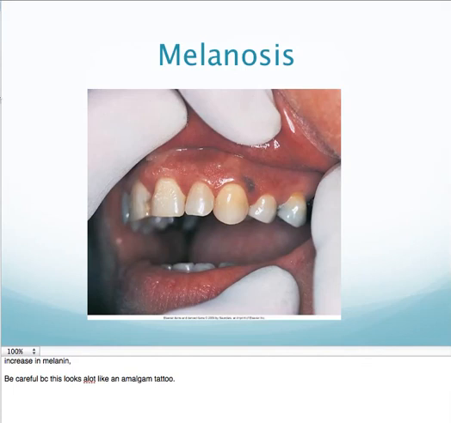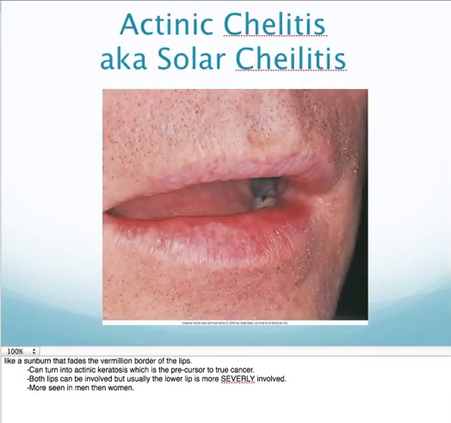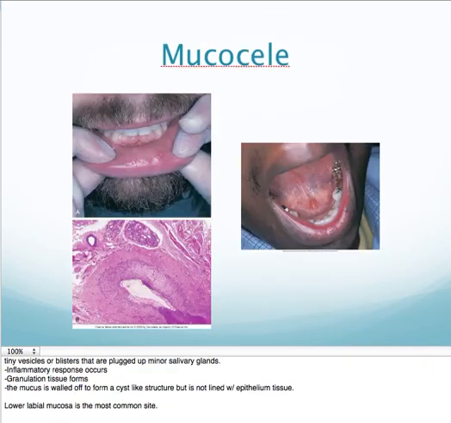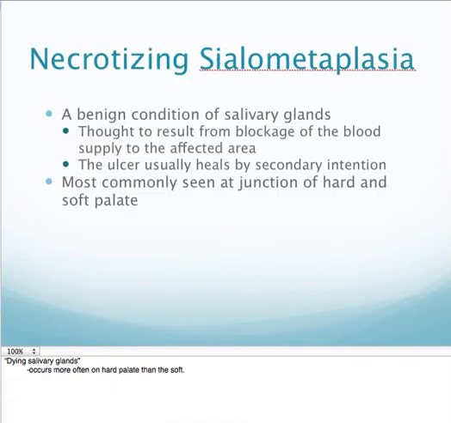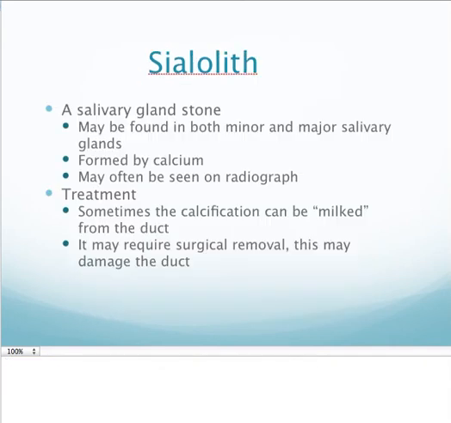It's just a change in the pigmentation. Actinic cheilitis or solar cheilitis, which is the disappearance of the vermilion border of the lips from a sunburn. Mucocele, which is the blister-like or vesicle-like area that's plugging up a minor salivary gland. Necrotizing sialometaplasia. This is when the tissue is dying on the roof of the palate and between the hard and soft palates. There it is again, tissue is dying.